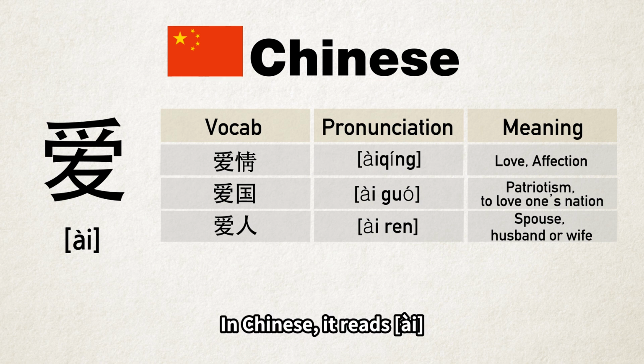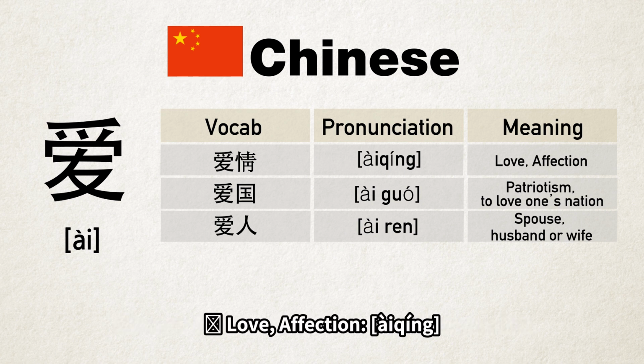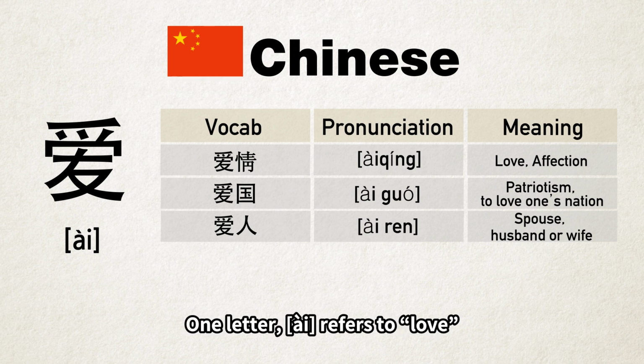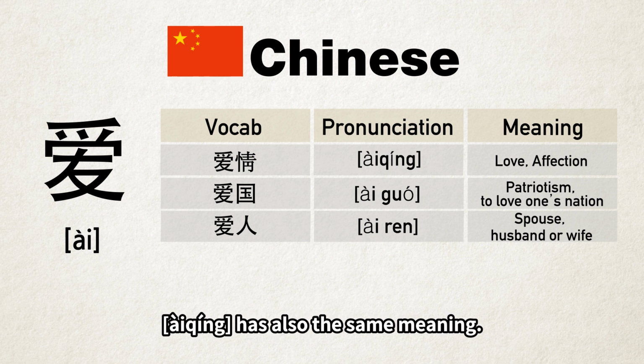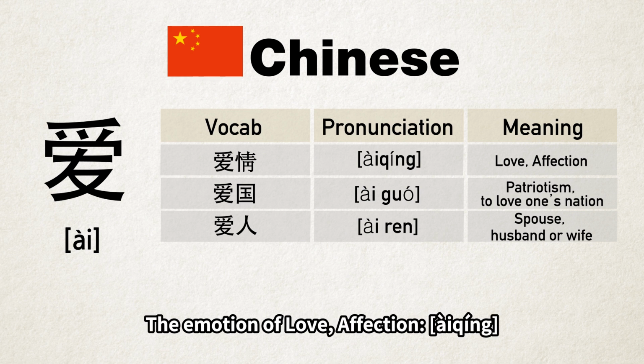In Chinese, it reads 爱. These are the vocab containing this character. Love or affection. 爱情. One letter, 爱, refers to love. But this word of 2 letters, 爱情, has also the same meaning, love. 爱 implies love. 情 implies emotion. The emotion of love or affection.